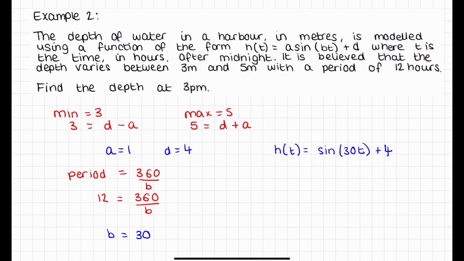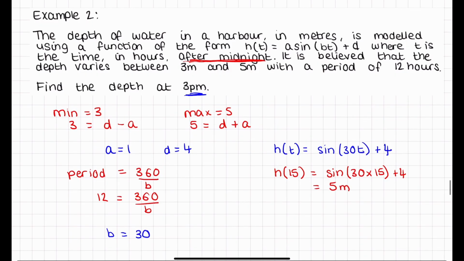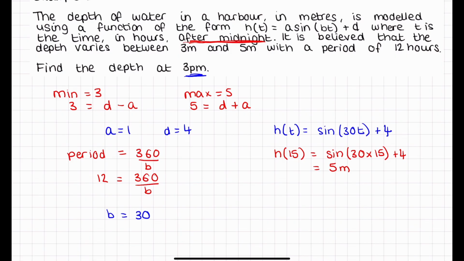Our question has to find the depth at 3 p.m. Now in the question, it also tells us time in hours after midnight. So we need to work how many hours does it take from midnight to get to 3 p.m. And that is 15 hours after midnight, so we can put 15 into our equation, which equals sine of 30 times 15 plus 4, and then you will get an answer of 5 meters. And that is sinusoidal models.